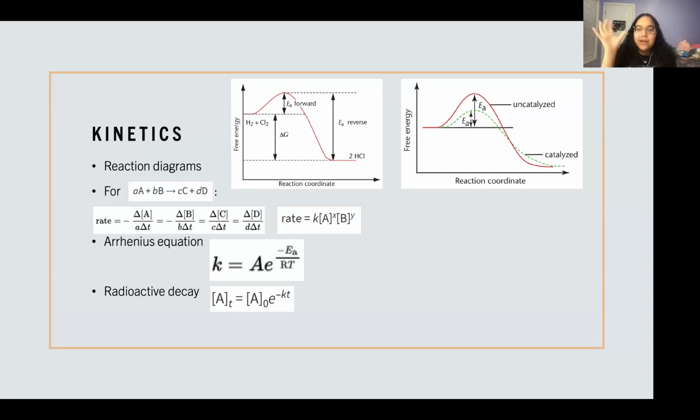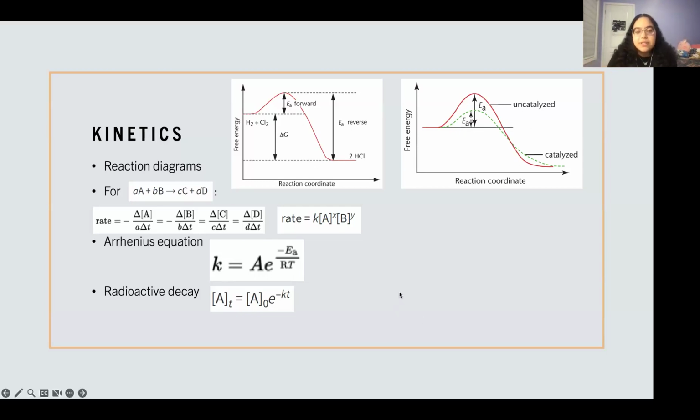Another thing you might get is a table, as you probably have seen, where you see the rates depending on how much of A and B you start with. And you'd have to figure it out yourself, that if you double B and the rate gets quadrupled, then you'll know it's squared.